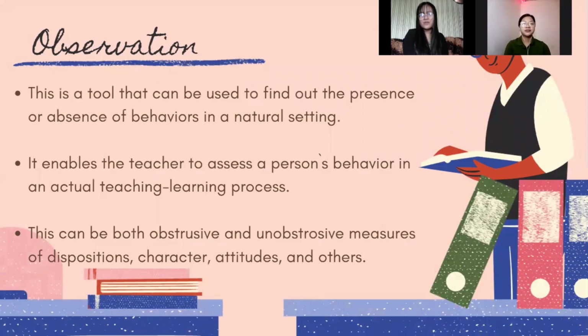So the next tool will be observation. This is a tool that can be used to find out the presence or absence of behavior in a natural setting. It enables the teacher to assess a person's behavior in an actual teaching learning process. This can be both obtrusive and unobtrusive measures of dispositions, characters, attitudes, and others.